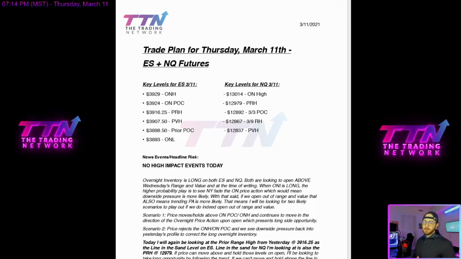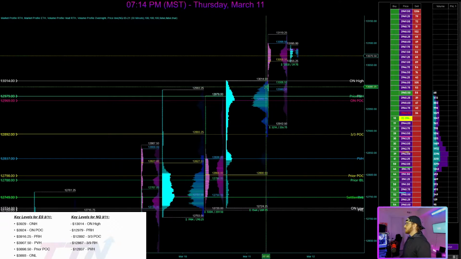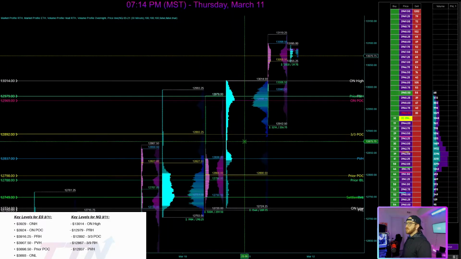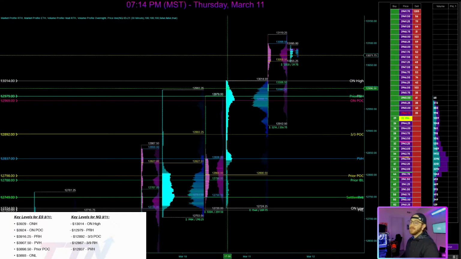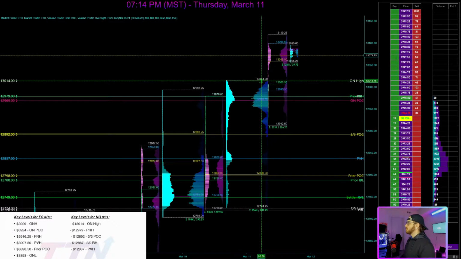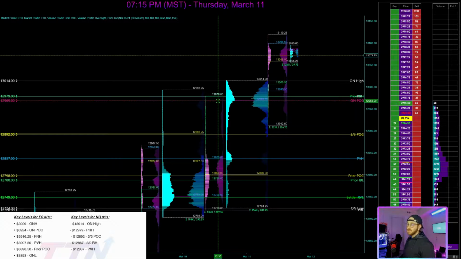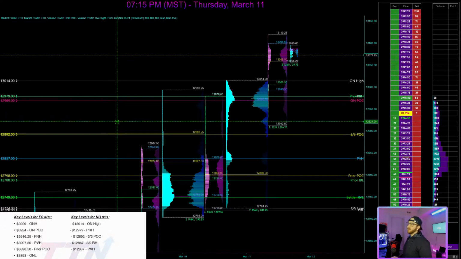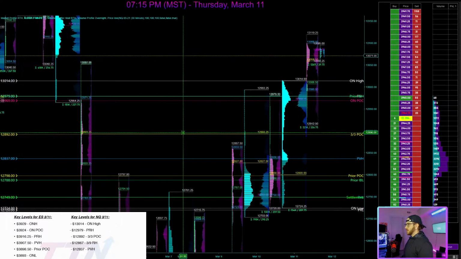So we are going to switch it up a little bit. I'll go over to the profile and we will start off with NQ instead of our usual ES. First and foremost, the key levels I was looking at on NQ: 13,014 to be precise, which was the overnight high from the most recent Globex session. The second level was 12,979, the prior range high from the March 10th regular trading hour session. And the third level was the March 3rd point of control. You can see I have it marked here at 12,892.